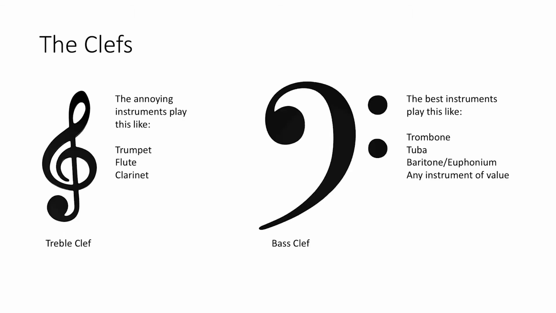So music is divided into two clefs. You have the treble clef and the bass clef. Well, correction. Divided into two normally. There are more clefs, but don't worry about it. So you have treble clef. Those are the annoying instruments, like trumpet, flute, stuff no one cares about. And then you have the bass clef, the best one. This is where the trombones, tubas, baritone, instruments of value. This is what they play.